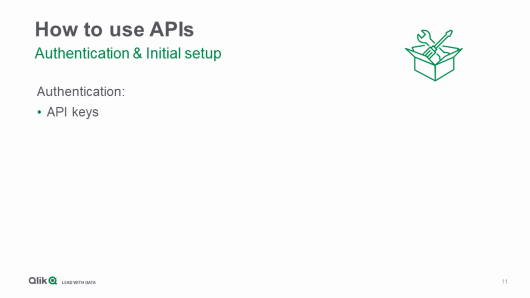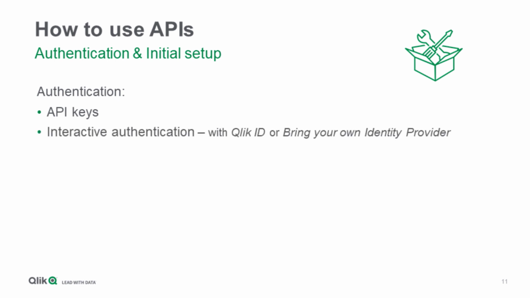In order to use the API, you must take into consideration how you authenticate to the API and also do some initial setup. For the authentication part, you can either authenticate with an API key or through interactive authentication, which is done through Qlik ID or with your own IDP, your identity provider. Okay, so one or the other.